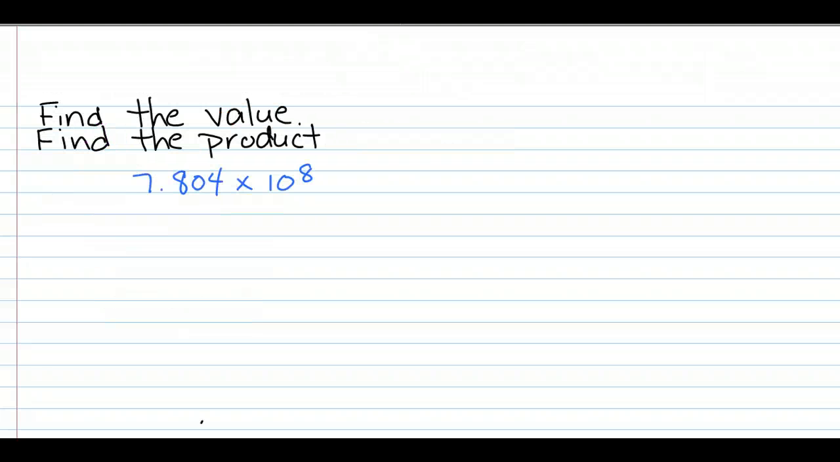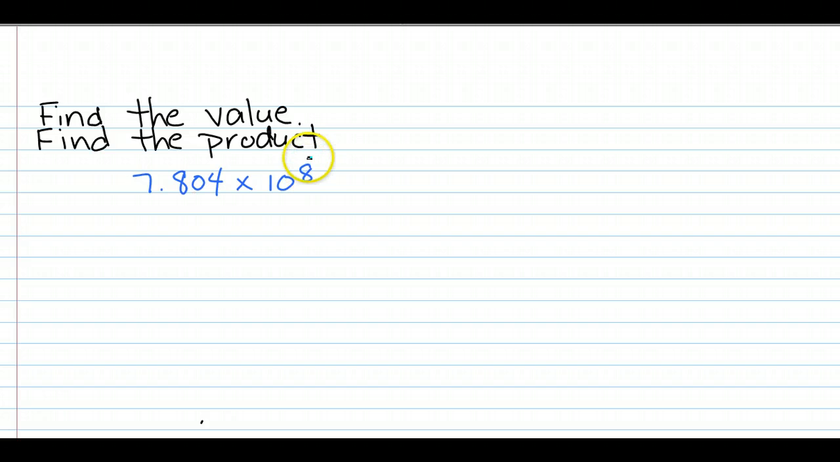So here's another one. Now, when you find the directions for these, it could say find the value. When you see the word value, it just means how much. Or it might say find the product. Okay? And they say product because the product is the answer to multiplication. Either way, you're just going to do what we did last time. You're going to change this scientific notation into standard form.